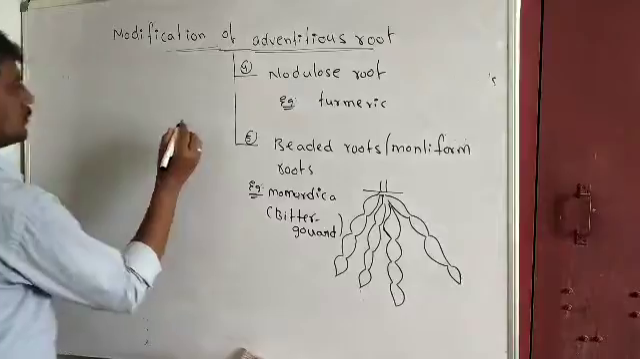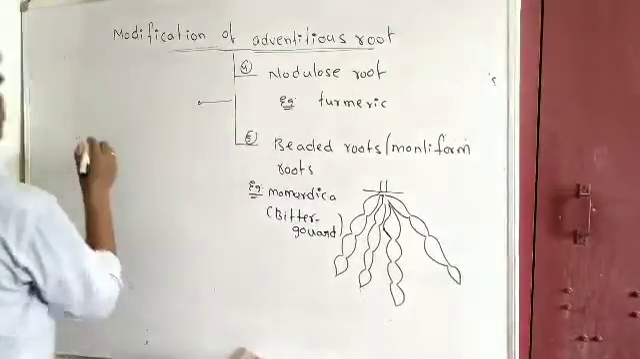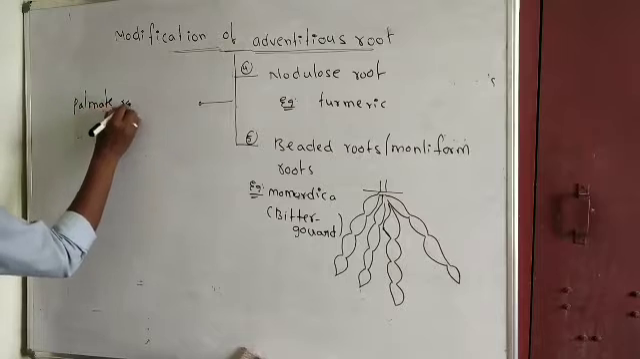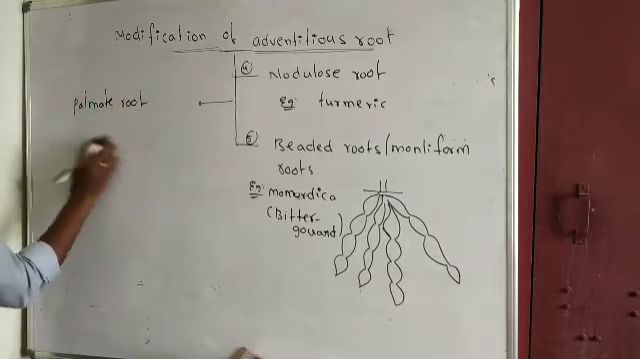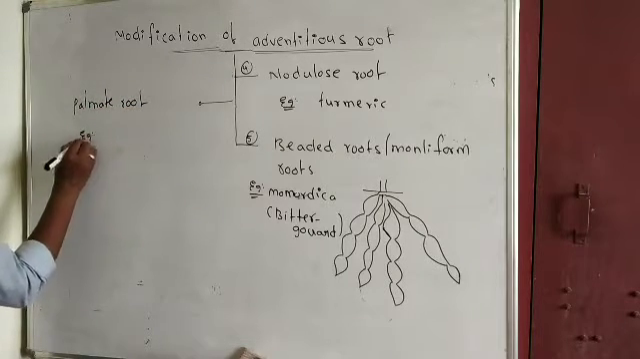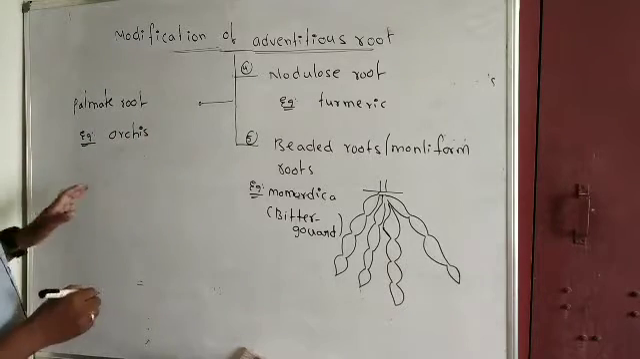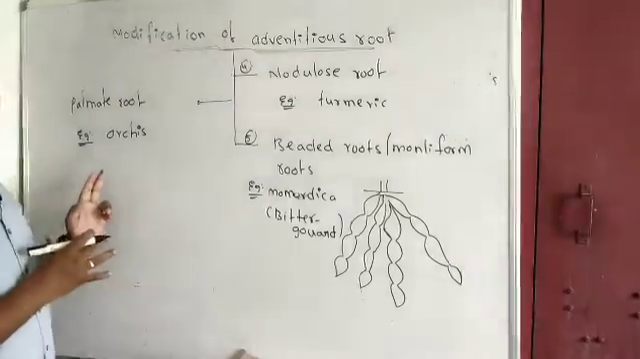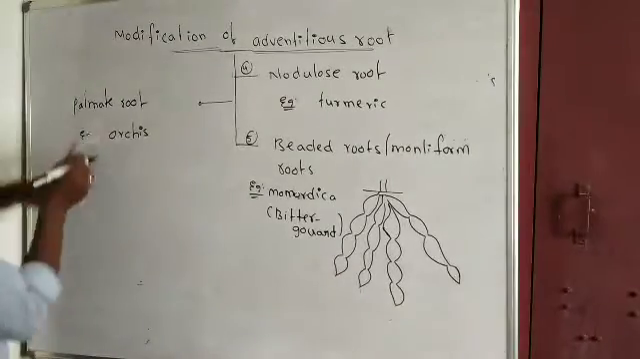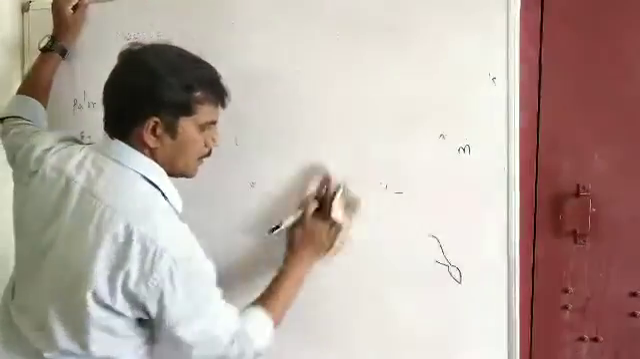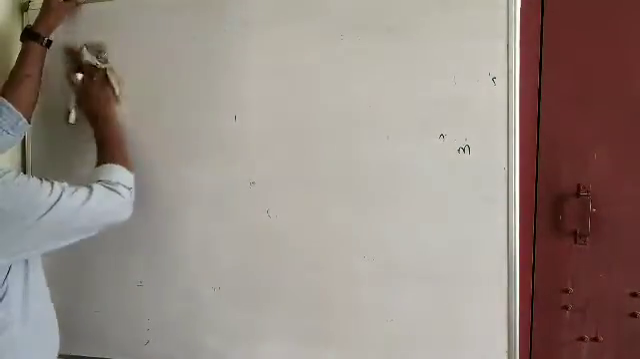Bitter gourd, important. The next one is palmate roots. They form like a hand. Example for this one, Arachis. So these are all modified adventitious roots. The next one we are going to discuss is the mechanical supporting roots. Important points, mechanical supporting roots.